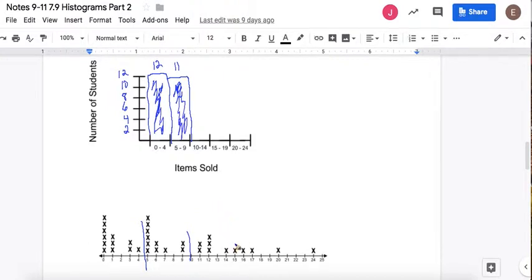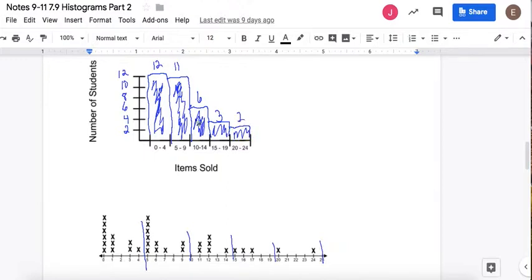Okay, 10 to 14, I'm going to block off. And we have 2, and 3 more is 5, and 1 more is 6. So I'm going to go up to 6. And come down and color it in, and put a frequency of 6. And then I'm going to block off 15 to 19. 1, 2, 3. So I'm going to go right between 2 and 4. And color it in and put a 3. And then 20 to 24, I have 1, 2. So I'm going to go up to the 2 here and down.